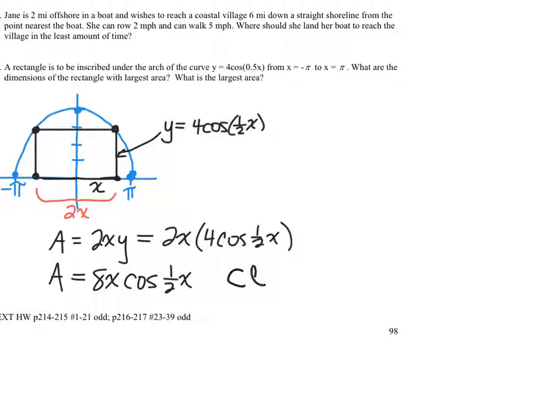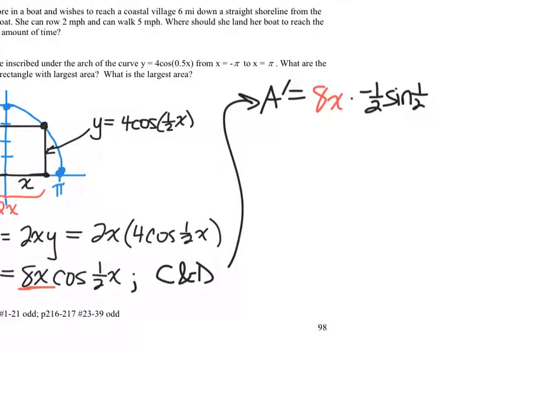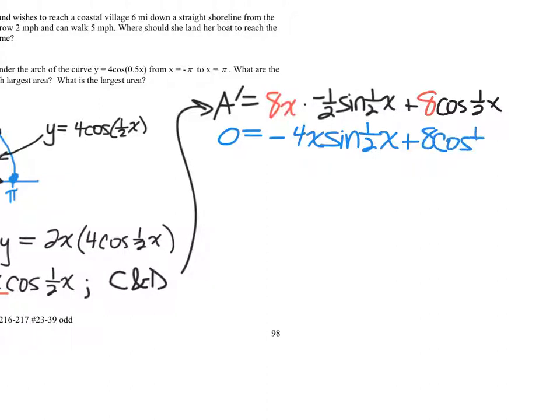All right, so it's continuous and differentiable. The cosine function never goes undefined. All right, product rule. First times the derivative of the second, so that would be negative 1/2 sine 1/2 x, plus the second function times the derivative of the first, which would be 8 cosine 1/2 x. So red for the 8, cosine 1/2 x. This is what we'd be setting equal to 0. So negative 4x sine 1/2 x plus 8 cosine 1/2 x.